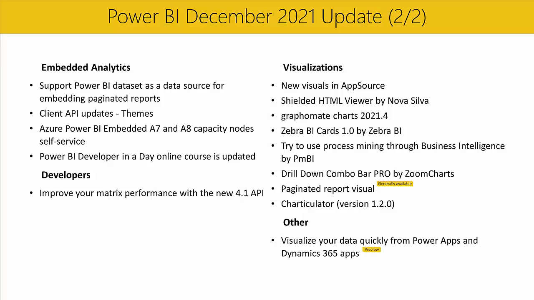Next, in the Developers section, with the new 4.1 API, you can now fetch custom matrix data on Expand Collapse in a similar way to the native matrix. Data will be fetched on demand and therefore optimize the performance of your own matrix.